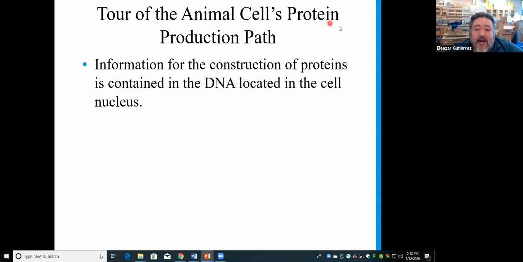This is going to be a tour of the animal cell's protein production path. Information for the construction of proteins is contained in the DNA located in the cell nucleus. So this can be a factory.